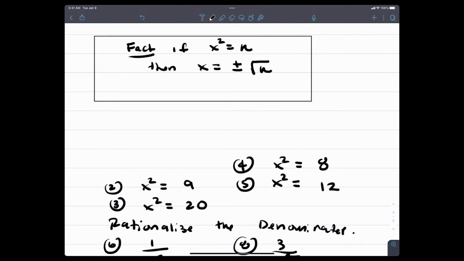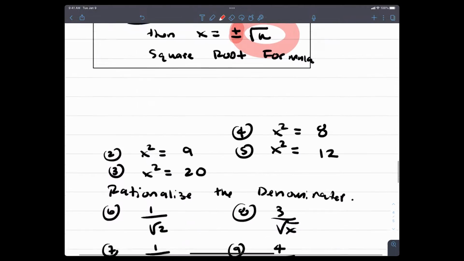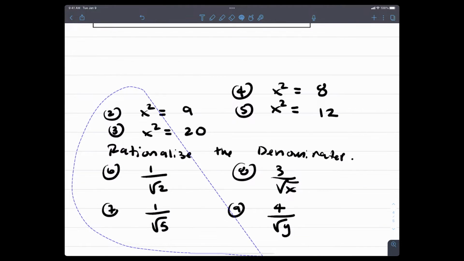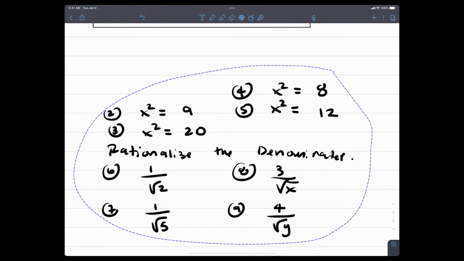This is called the square root formula. You guys okay with that? So notice you got to know a couple of things here. First of all, you got to know the meaning of plus or minus. But then, even more so, you got to know how to take the square root of a number. Very important stuff, ladies and gentlemen.